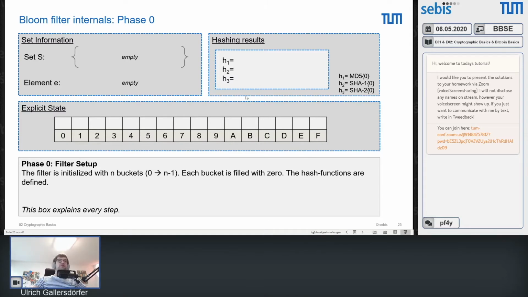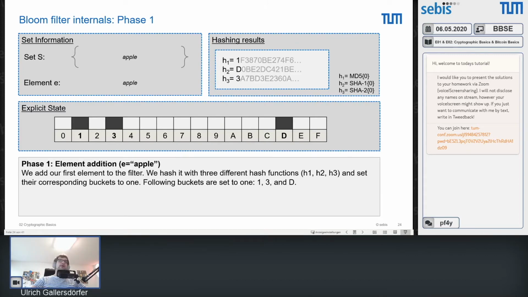So you have the explicit state here, and you always have a box down there which describes what's happening in each step. We have a filter setup. The filter is initialized with n buckets, from 0 to n minus 1. In this case we use hexadecimal notation, because our hash functions also have hexadecimal outputs. The hash functions are defined, so we have our three hash functions here. And now we take a look: we add the element apple.